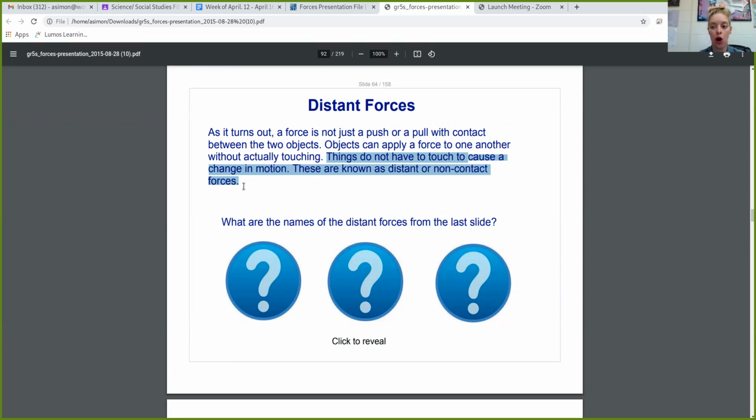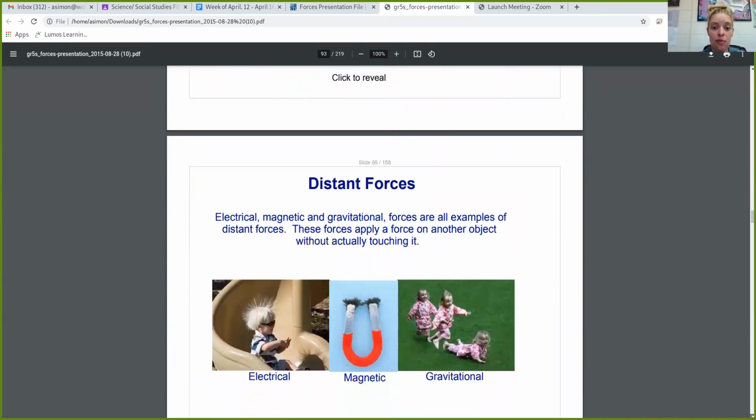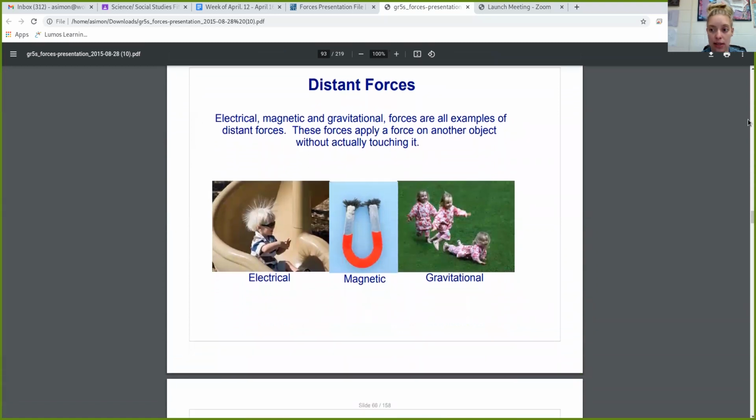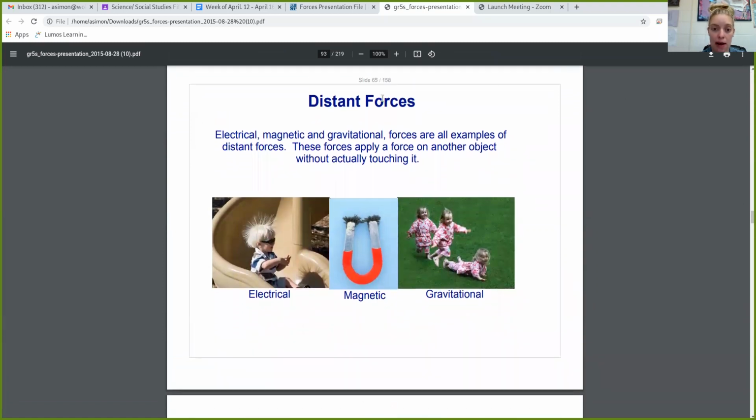And let's see if we can remember what those three non-contact forces are. We briefly talked about them before spring break and they were on the previous slide. All right, moving on. Electrical, magnetic, and gravitational forces are all examples of distant forces. So electrical, magnetic, and gravity, those are your three distant forces. Go ahead and put those down, please. Electrical, magnetic, and gravitational. And again, they're all distant because they're not actually touching one another.